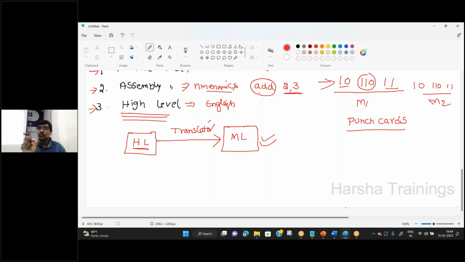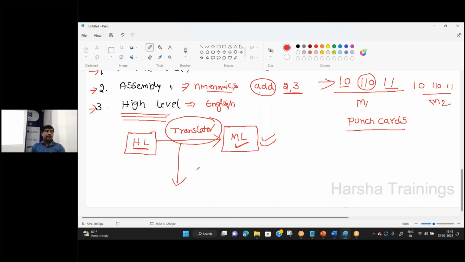Why machine level language? Why, in the sense, you are directly writing the program in machine level language. There is no need of conversion. For conversion, it takes some time. So if you are directly writing, no need of conversion. Okay. Now you are getting one point. What is the point? Translator.